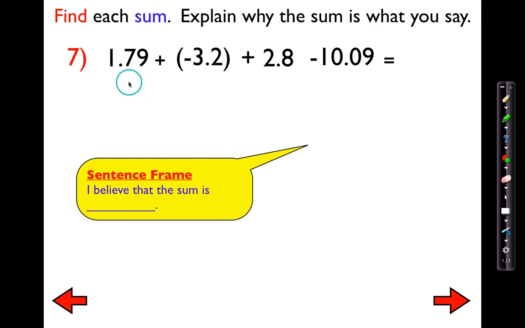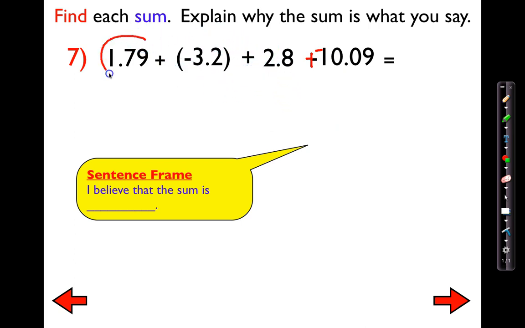Again, what I'm going to do first is check to see if I need to change any of my subtraction to addition problems. So that's already plus, here it's subtraction, so I'm going to add. The opposite of 10 and 900ths is a negative 10 and 900ths. So now I'm going to go ahead and combine all the negatives with all the positives.